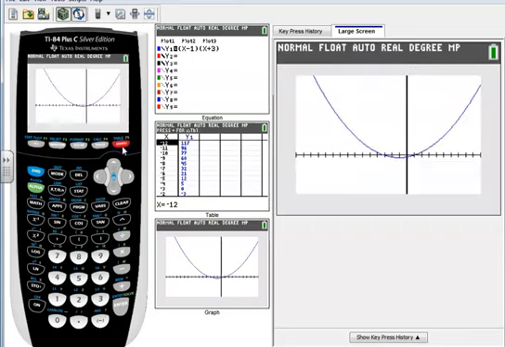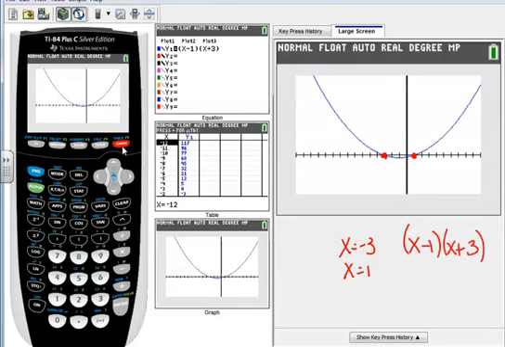If I hit graph, we can see that this parabola faces up, and we can also see that it looks like our x-intercepts are -3 and +1. Keep in mind that our factors were x minus 1 times x plus 3.